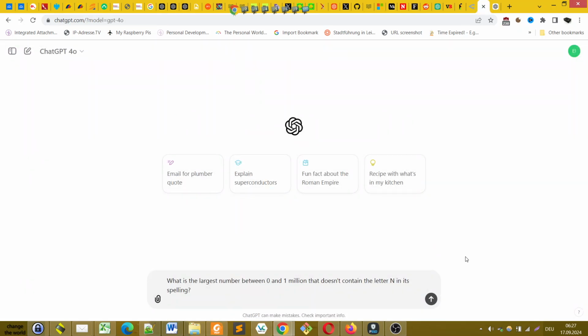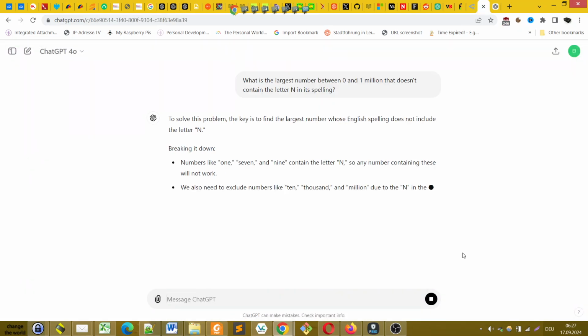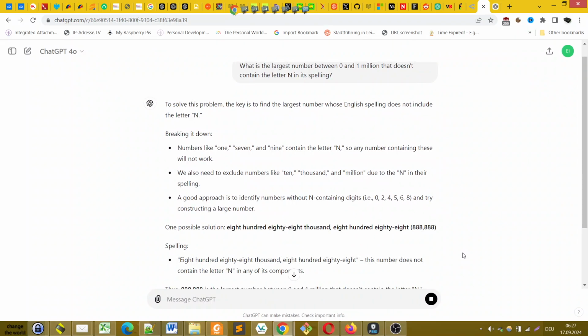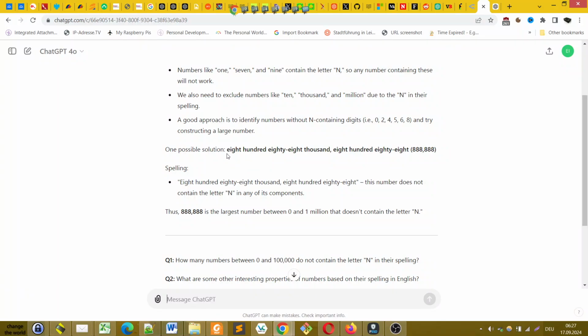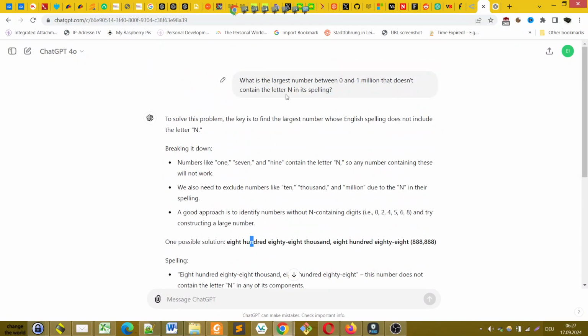This is GPT-4o with a prompt: what is the largest number between 0 and 1 million that doesn't contain the letter N in its spelling? As you see, it suggests 888,888. And of course, this is wrong because it contains the letter N, which we specified that we don't want.